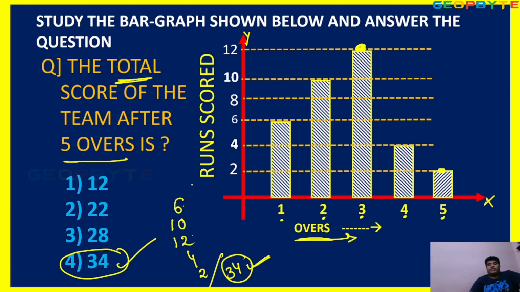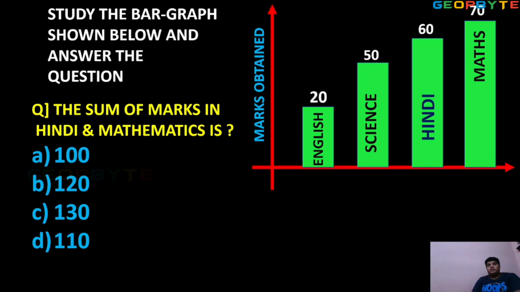Next, these questions are completely previous questions only. Children, concentrate. Next one, same. This is the x-axis and y-axis. The information is kept on the x-axis and y-axis and represented with histograms. It is a bar chart. Study the bar graph shown below and answer the question.